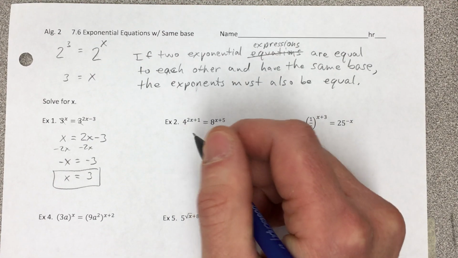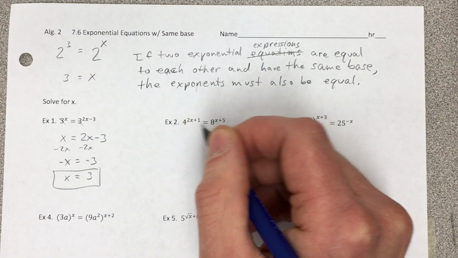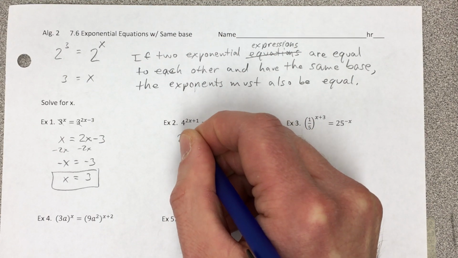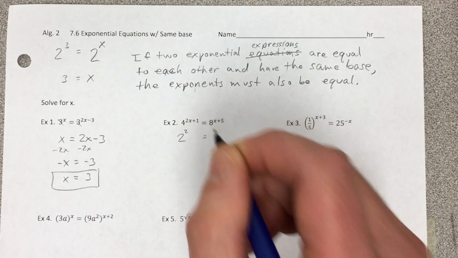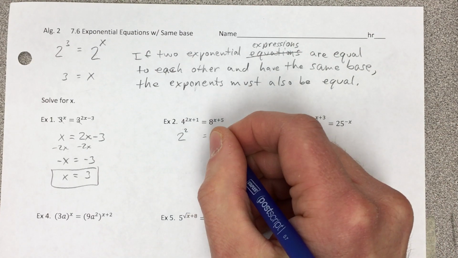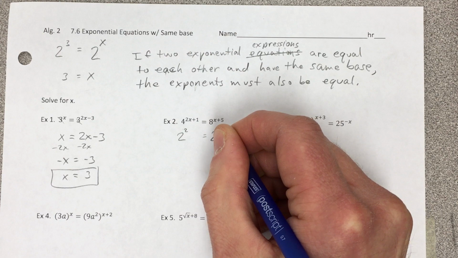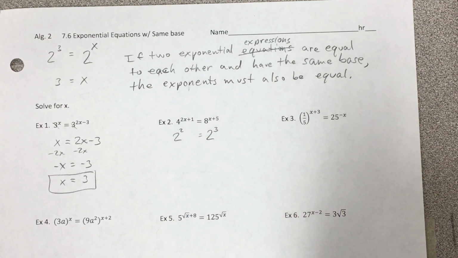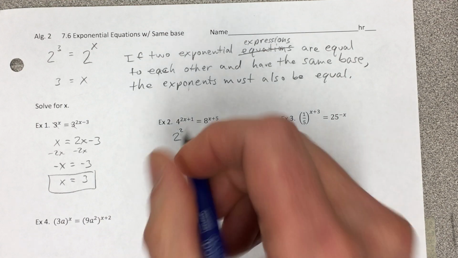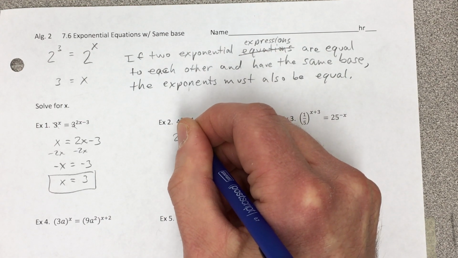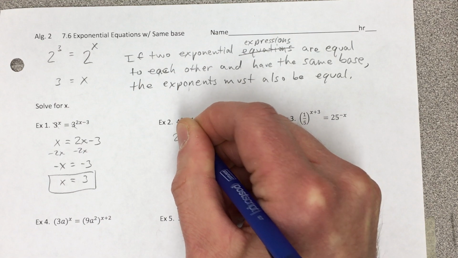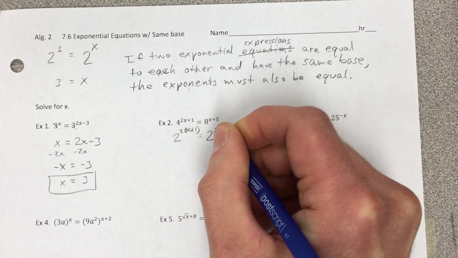But I'm going to go for a common base that is smaller than 4. I'm going to rewrite 4 as 2 squared. And on the other side, I feel pretty confident that I can write 8 as 2 to the 3rd power, okay? Now that the bases are the same, I'll multiply what was already up there.